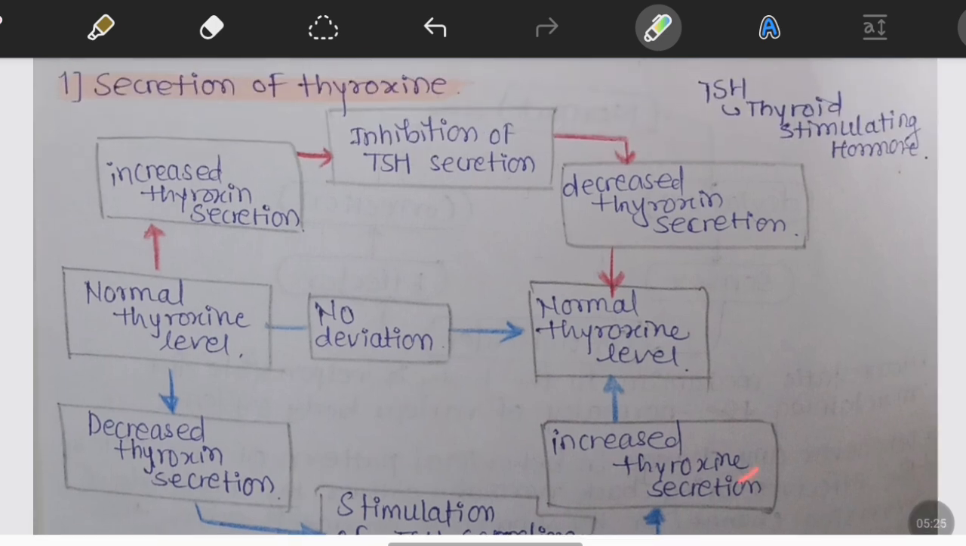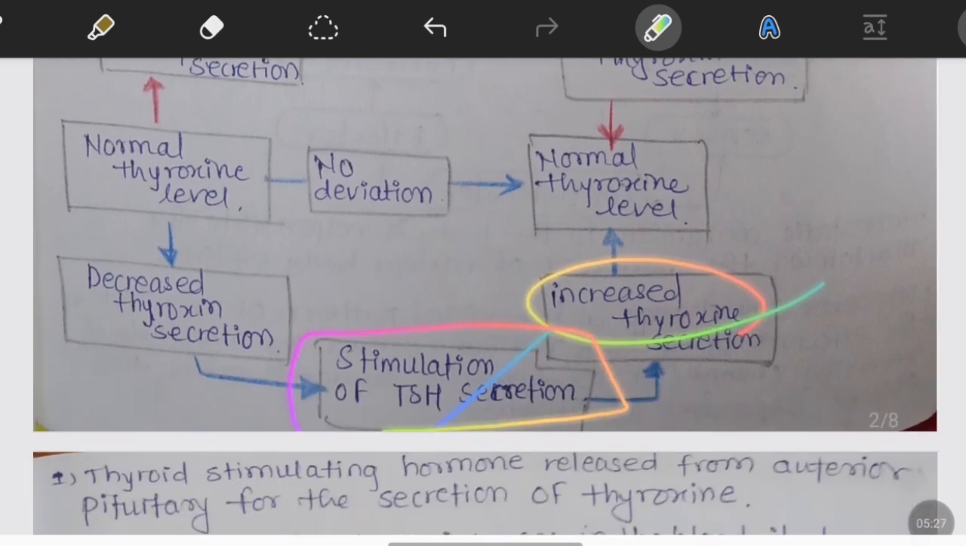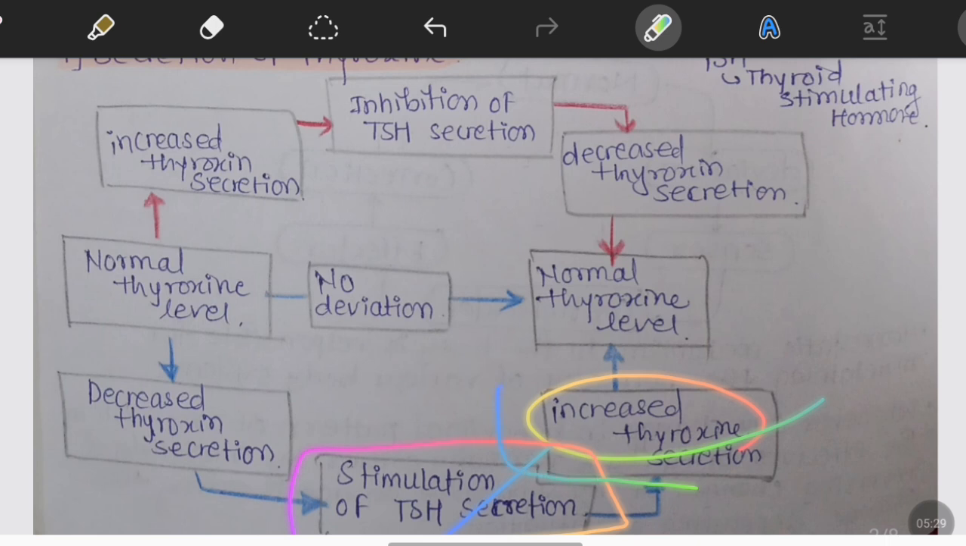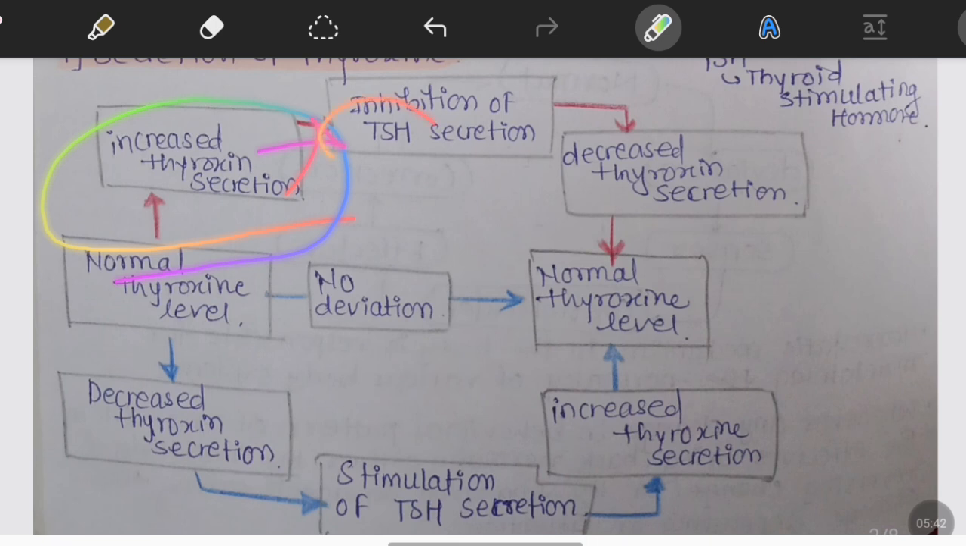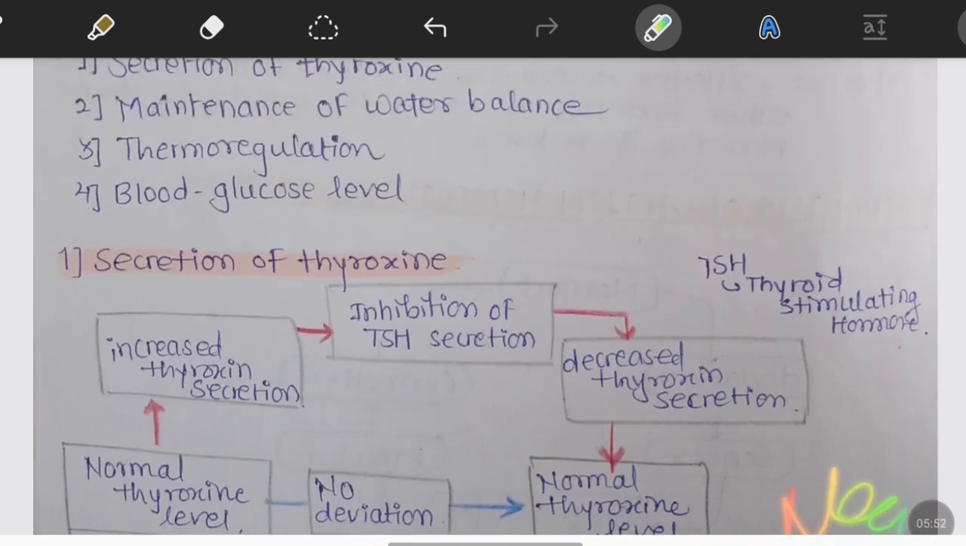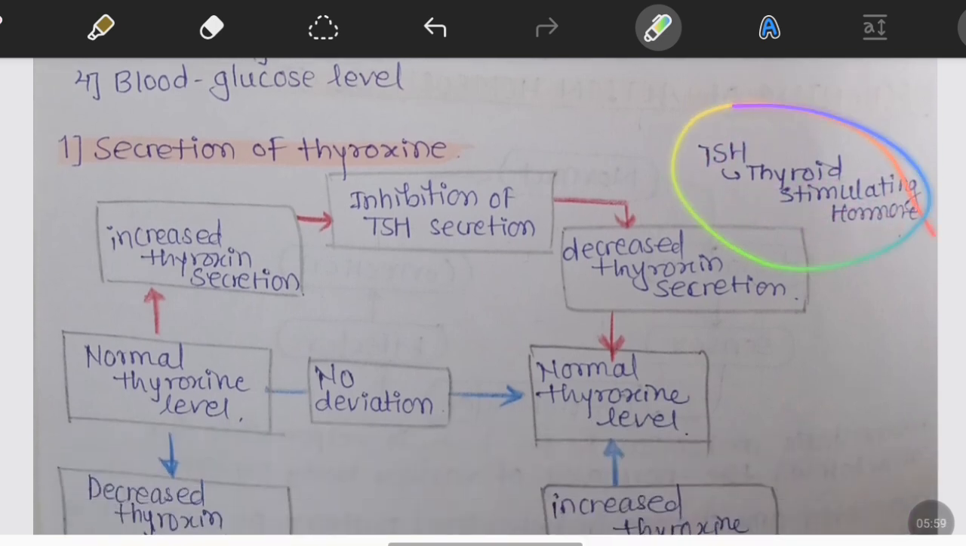then there is stimulation of TSH secretion, which increases thyroxine secretion and then normalizes the thyroxine levels. And if there is increased thyroxine secretion, then it inhibits TSH secretion and decreases thyroxine secretion. It is the negative feedback mechanism. What is TSH? TSH is thyroid stimulating hormone from the pituitary gland.